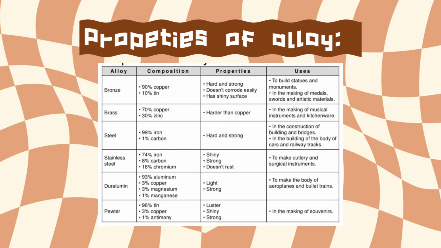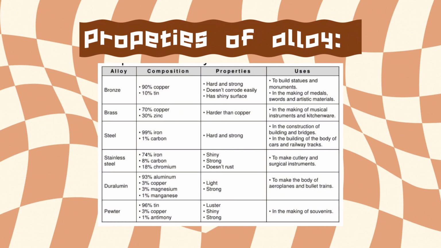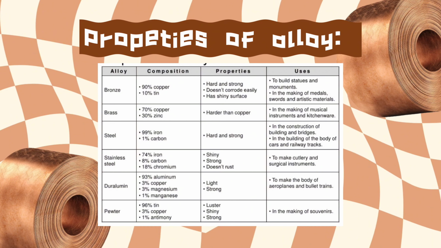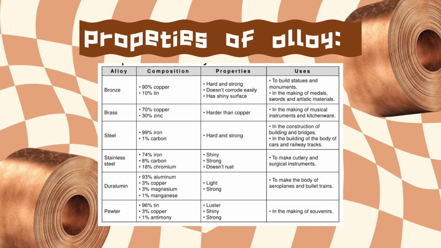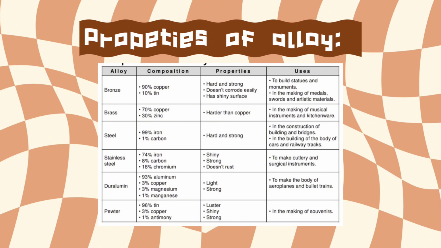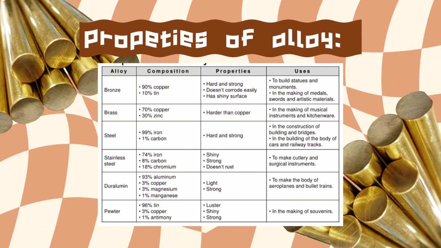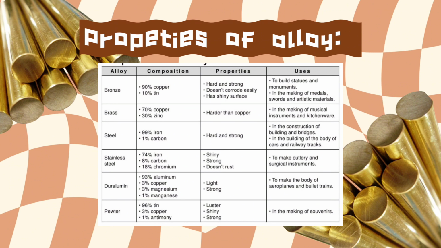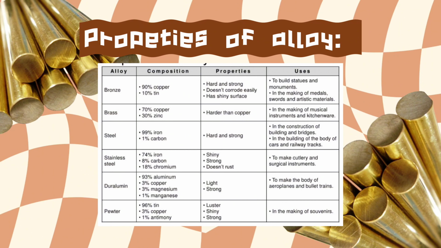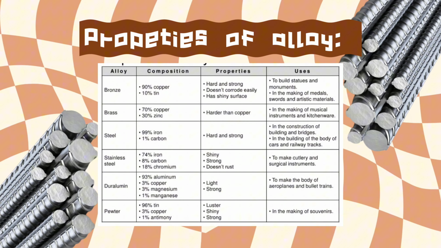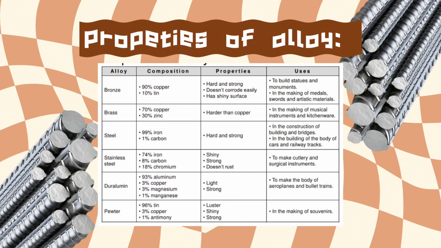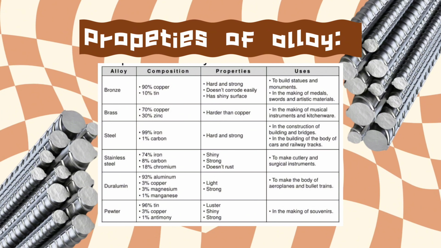So, let me explain the composition of alloys. The first one is bronze. Bronze consists of 90% copper and 10% tin. The second one is brass. Brass consists of 70% copper and 30% zinc. The third one is steel. Steel consists of 99% iron and 1% carbon.